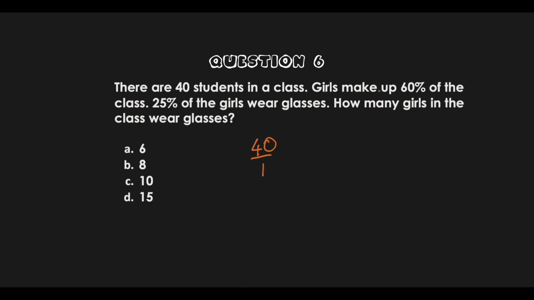Now the girls make up 60%. So the girls would be 60% of this 40. So it'd be 40 over 1 times 60 over 100. Now 10 could go into 100 10 times, so we're left with 10 here. We have to do the same for the top. So 60 divided by 10 is 6. Now as you can see here, we still have 10 at the bottom. So 10 divided by 10 is 1. And 10 into 40 goes 4 times. So we are left with 4 times 6, which would be equal to 24 over 1, which is just 24.